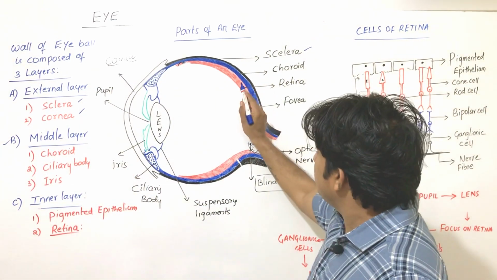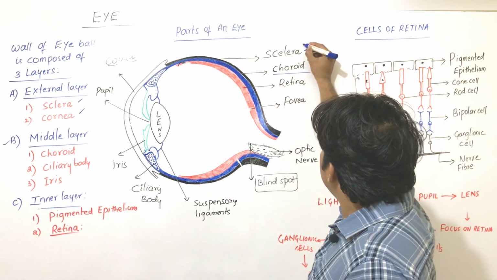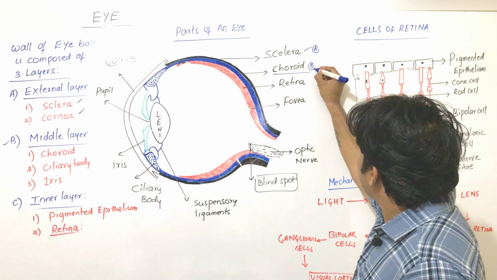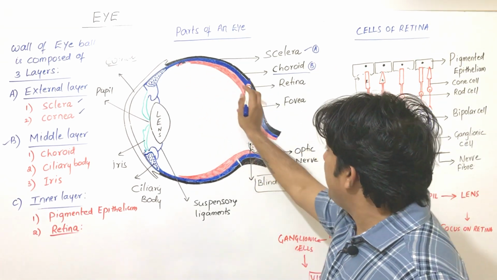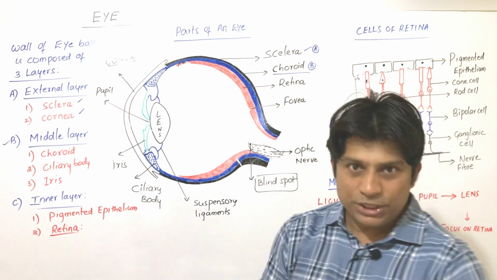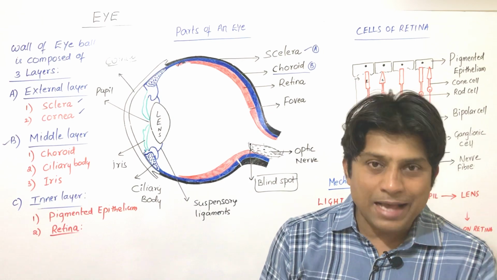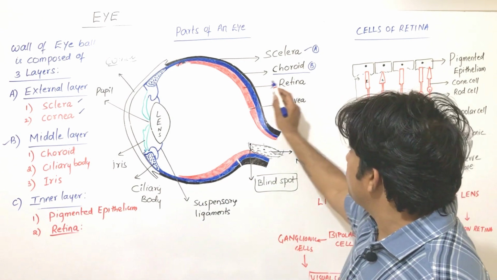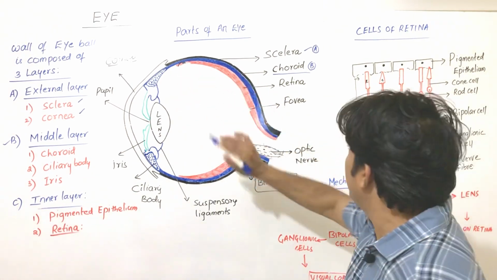The middle layer is called the choroid coat. If sclera is the outer, the second is the choroid coat, which is the middle layer. This choroid coat is pigmented with melanin as well as richly supplied with blood vessels. It's bluish in appearance. You can say the color is blue.